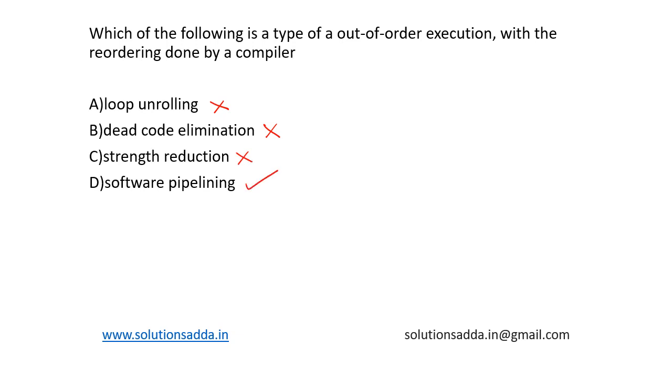In software pipelining, we optimize loops similar to hardware pipelining, but the out-of-order execution is done with the help of a compiler. So option D is the correct answer.